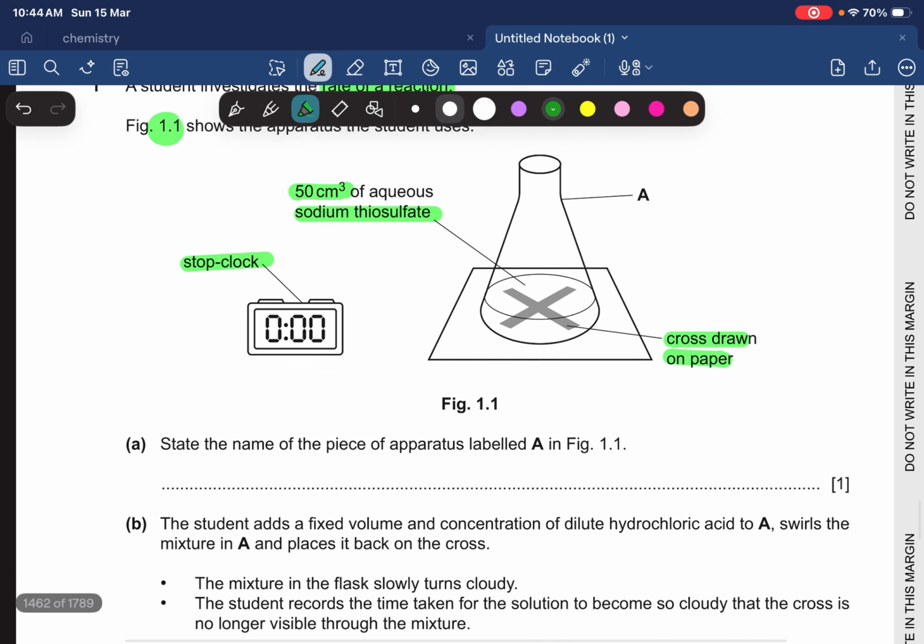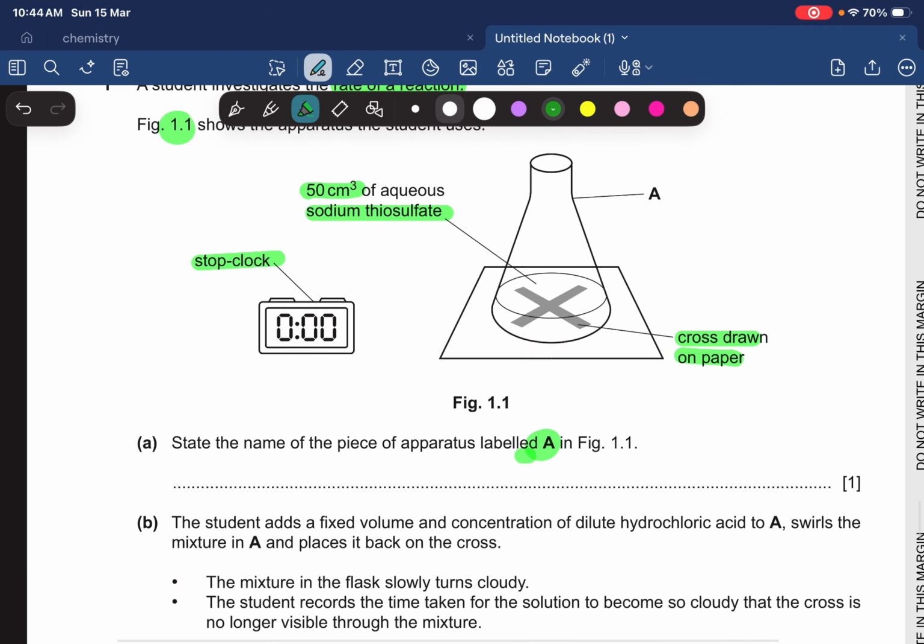State the name of the piece of apparatus labeled A. So A is cone shaped, you can see. That's why we have a special name for this flask. It's called the conical flask.